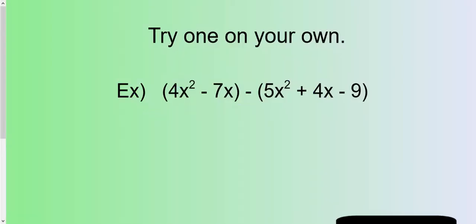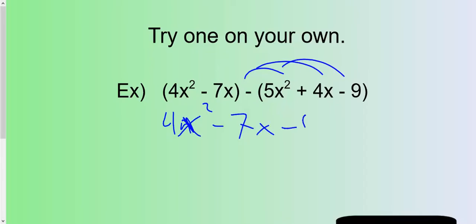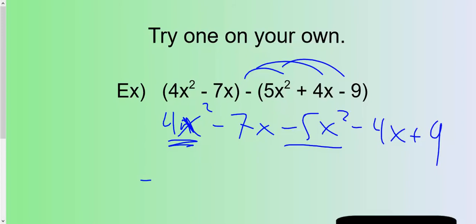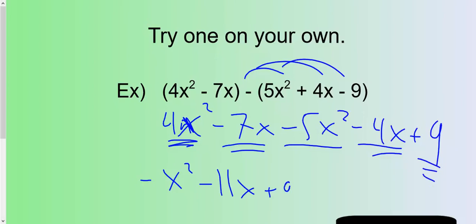All right, let's do one more here, and then you guys can be on your way. Again, I see a negative sign. I'm going to distribute that negative sign and drop all my parentheses. Negative 5x squared, negative 4x, and a positive 9. And then this is the method that I always seem to go to. Negative x squared, negative 11x, and the 9 is left over. So pretty straightforward stuff for you guys.